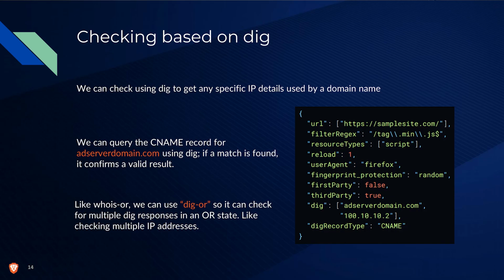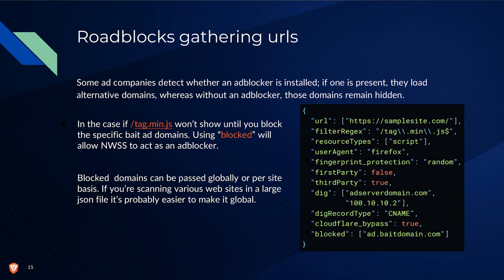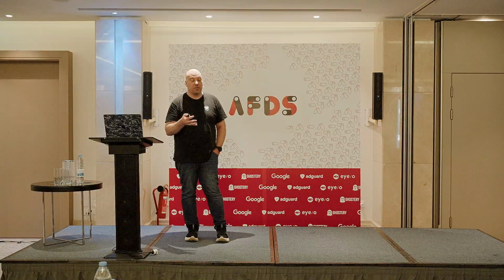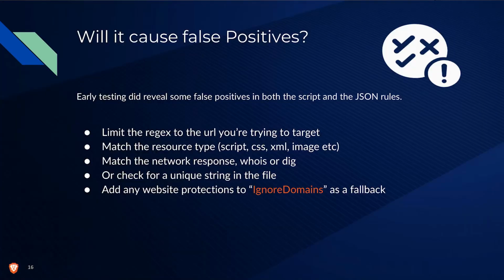So you can do multiple digs on the one domain. The roadblocks we have: some sites will do ad blocking as a bait. So they'll check to see if you're blocking that domain, and they won't show the bad domain. So you sort of have to fake that you're running an ad blocker. Built into the JSON, you can actually block domains as well. So if a site is checking that you're running a domain, you can block the domain and it will show you the right site. That can be done globally as well or per site.